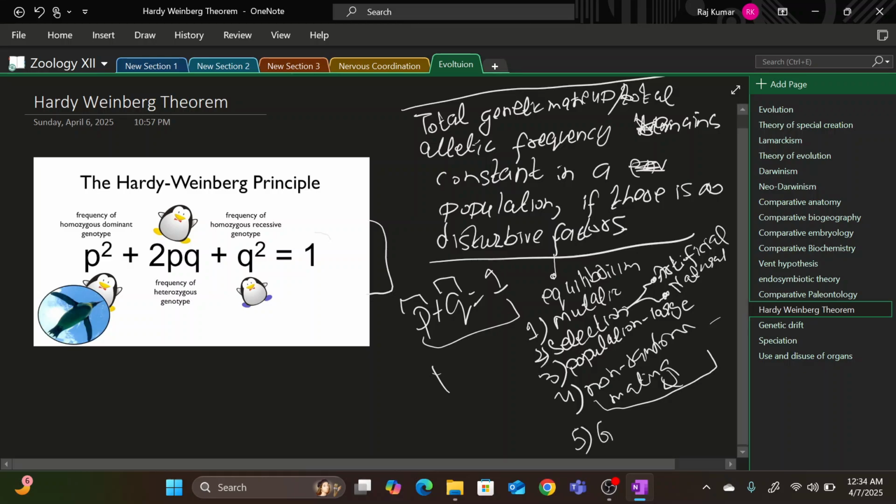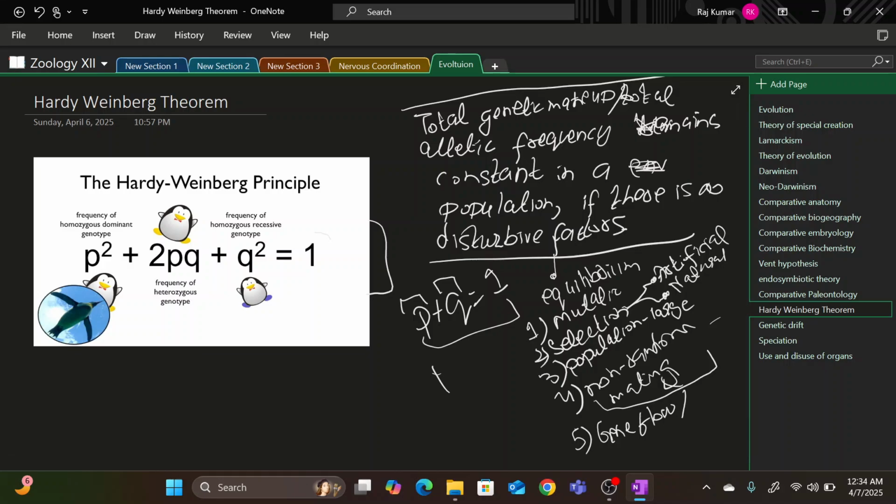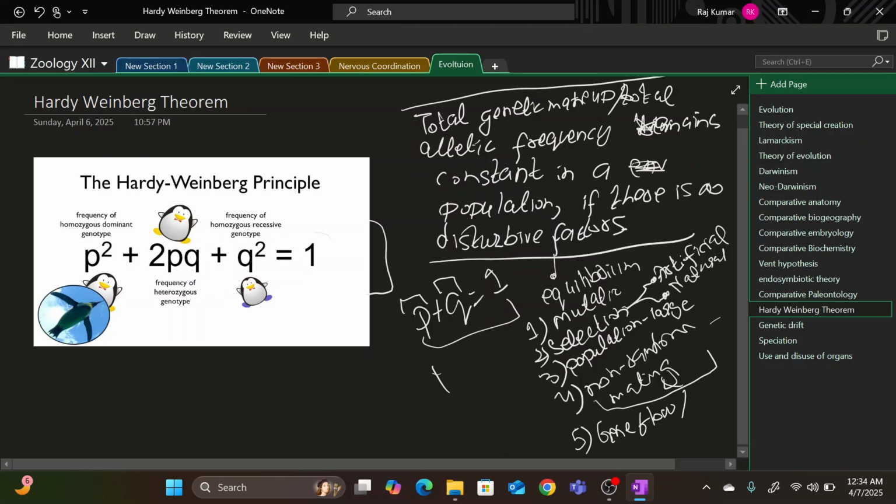And fifth, but not the least, is gene flow, also known as migration. When individuals migrate from one place to another, or if there is migration of organisms to other populations, then the entire allelic frequency calculated by the Hardy-Weinberg principle does not only include the population from where the person has emigrated, it also includes the population that has been joined.